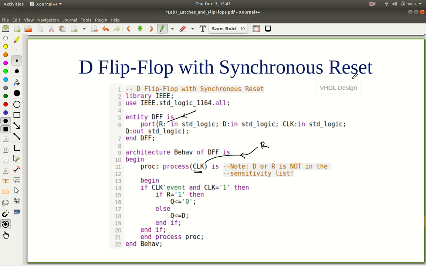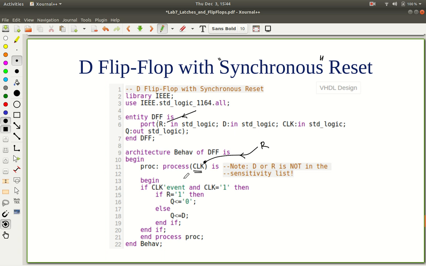This is a synchronous reset. That means we ignore the values on reset unless there is an event on the clock, unless there is an edge on the clock signal. That is what is meant by synchronous. Therefore, we are changing any state, if at all, only on the clock edge. Therefore, we only have clock in the sensitivity list. We are not changing the state of anything if R changes, unless it happens to be on the clock edge. So it's only the clock edge that we are looking at. So only clock is there in the sensitivity list.